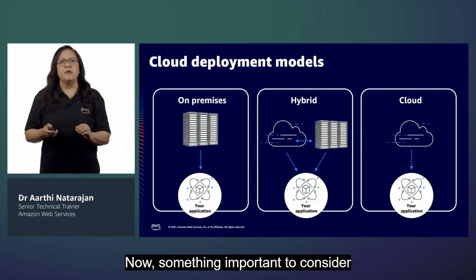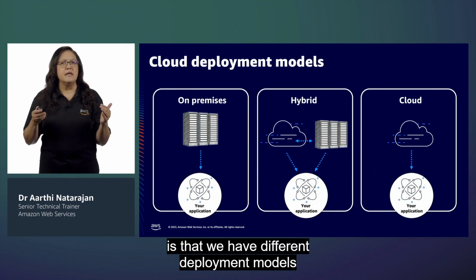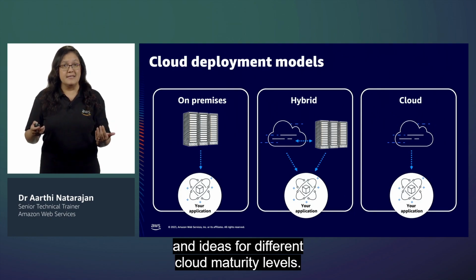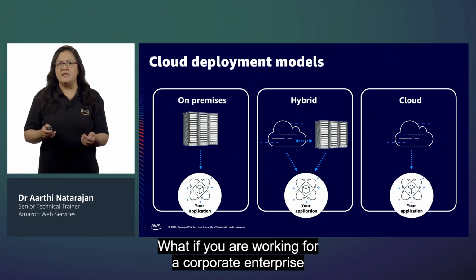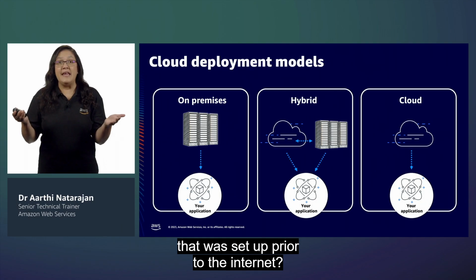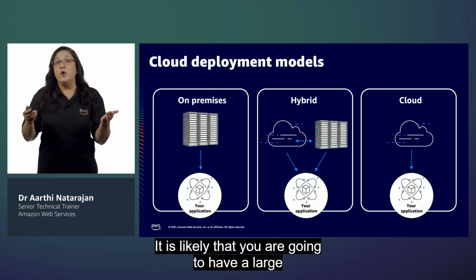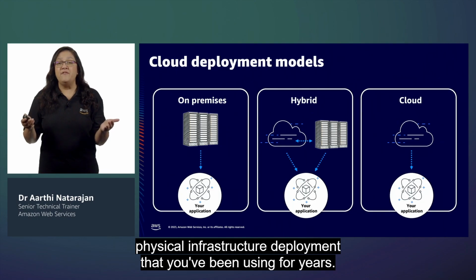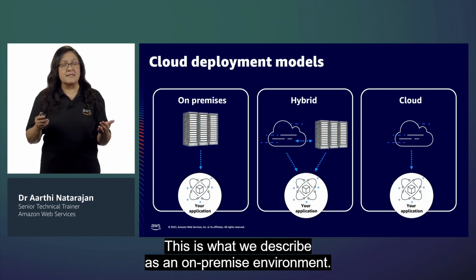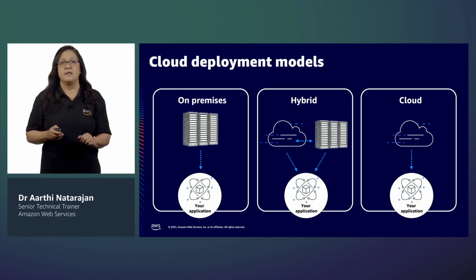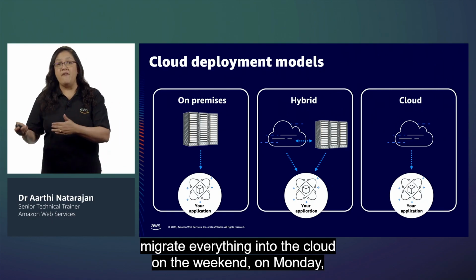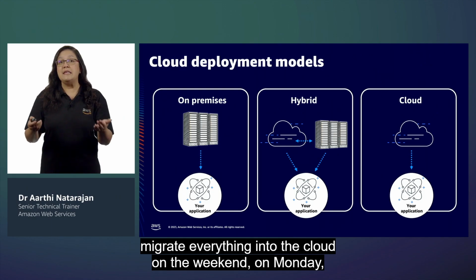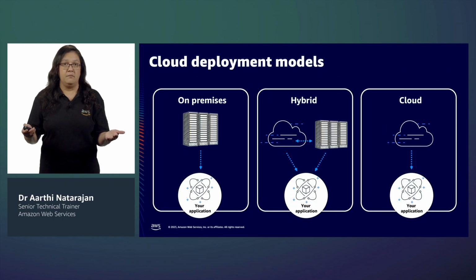Now, something important to consider is that we have different deployment models and ideas for different cloud maturity levels. What if you're working for a corporate enterprise that was set up prior to the internet? It is likely that you are going to have a large physical infrastructure deployment that you've been using for years. This is what we describe as an on-premise environment. Now, you're not going to want to just turn it off on a Friday night, migrate everything into the cloud on the weekend, and on Monday just start operating in the cloud.